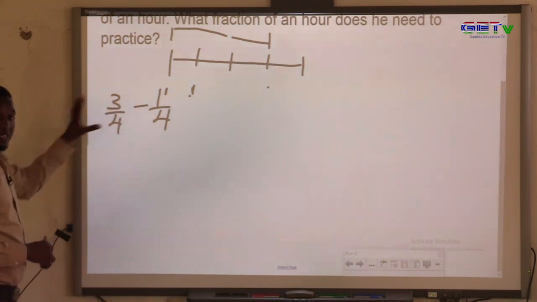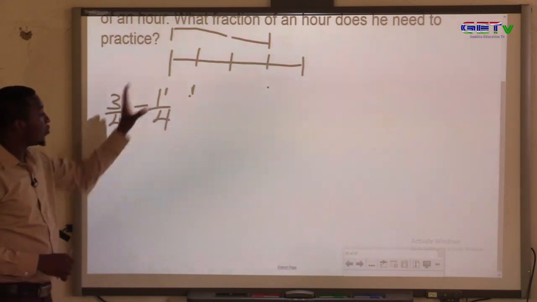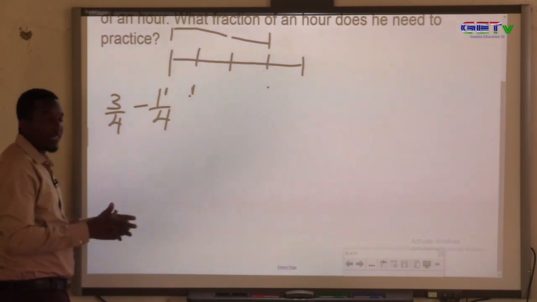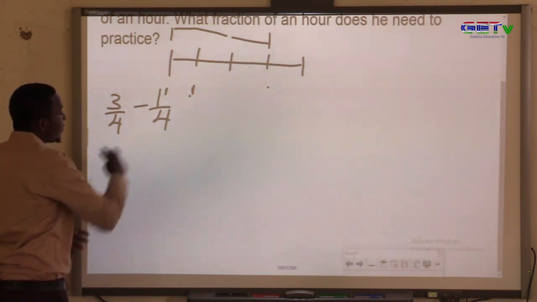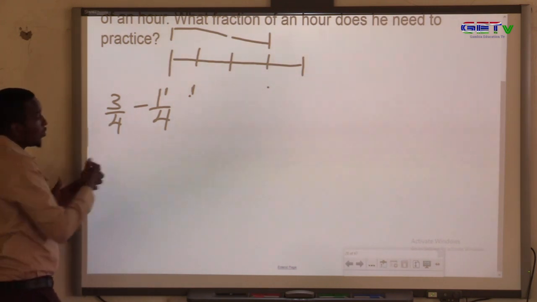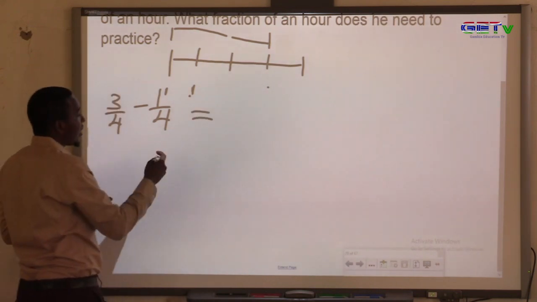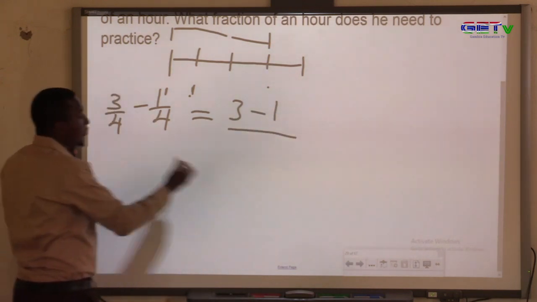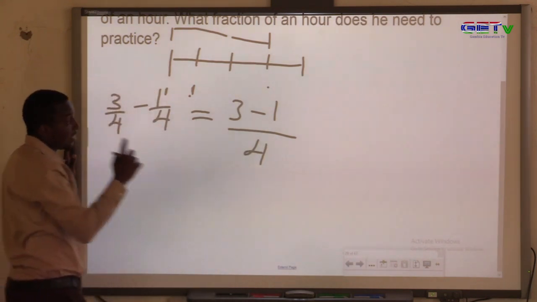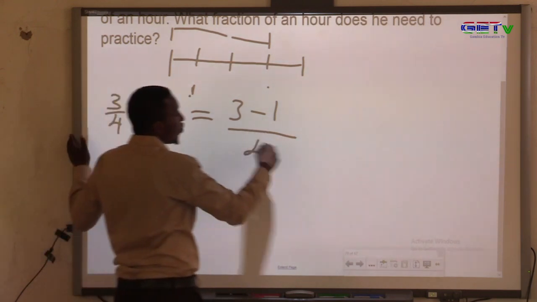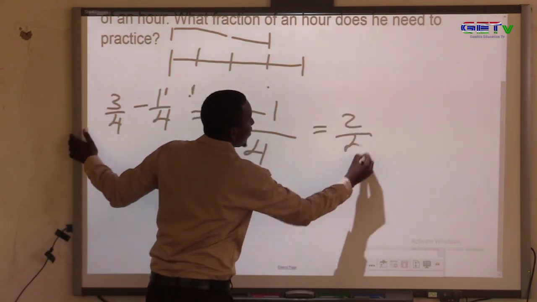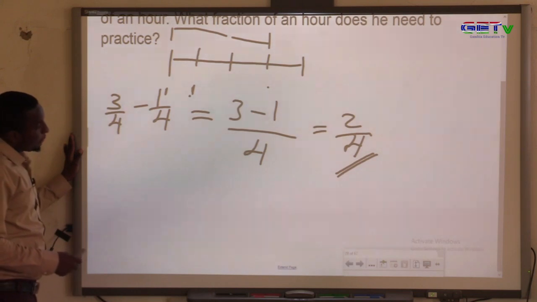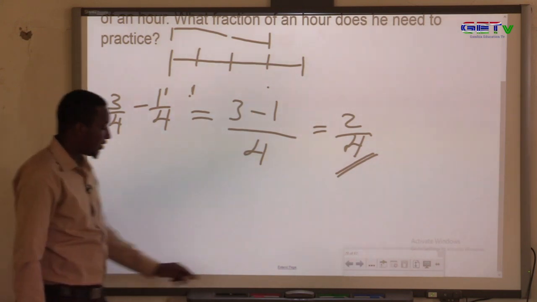The time that he used to practice every day is 3/4, and the time that he practiced today is 1/4. So in order to have the complete time that he used to practice every day, we take the difference. We have the same denominator, so we take the difference of the numerators, 3 minus 1, all over 4, maintaining one denominator. 3 minus 1 gives us 2 all over 4. So simply we say he needs 2/4 of an hour to practice in order to have the full time that he used to practice every day.